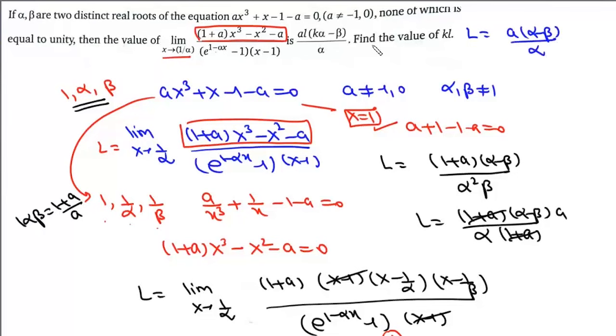Now we compare it with this given limit, then we can write value of L must be 1, value of K must be 1. Now we need to find the value of K into L. Value of K into L is 1.